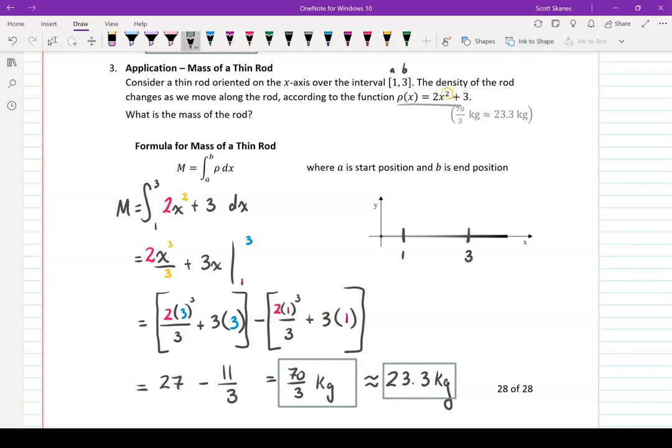And in summary for this, the logic was, the formula for the mass of a thin rod is this. A and B are your starting and end points when you look at the rod and say, where is the region that I care about? What's the interval I care about? So I care about A being 1, B being 3. That was given by this interval up there.